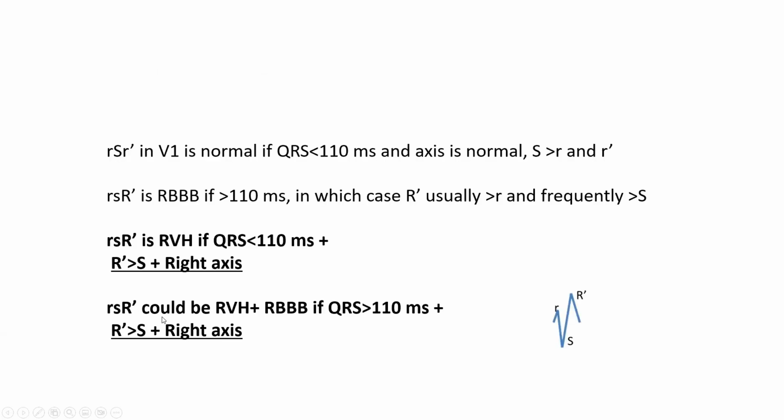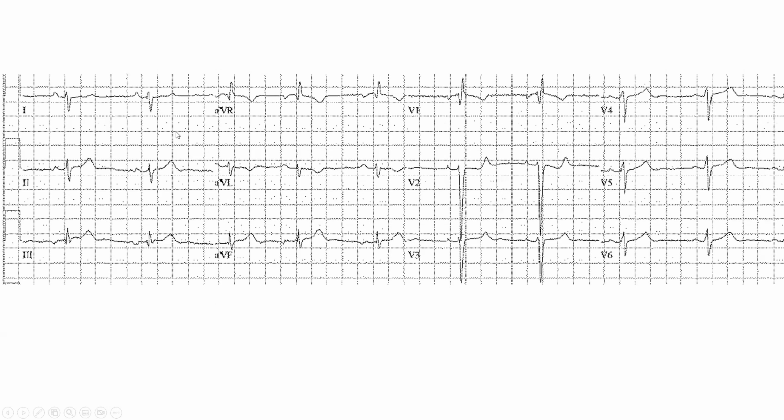Now, RSR prime could be combined RVH with right bundle branch block if QRS is over 110 milliseconds and R prime is bigger than S with the right axis. An important idea here you need to recognize: right bundle branch block does not by itself cause right axis deviation. So when you have right axis deviation in conjunction with right bundle branch block, it's something else on top of it. And that's usually your hint to RVH.